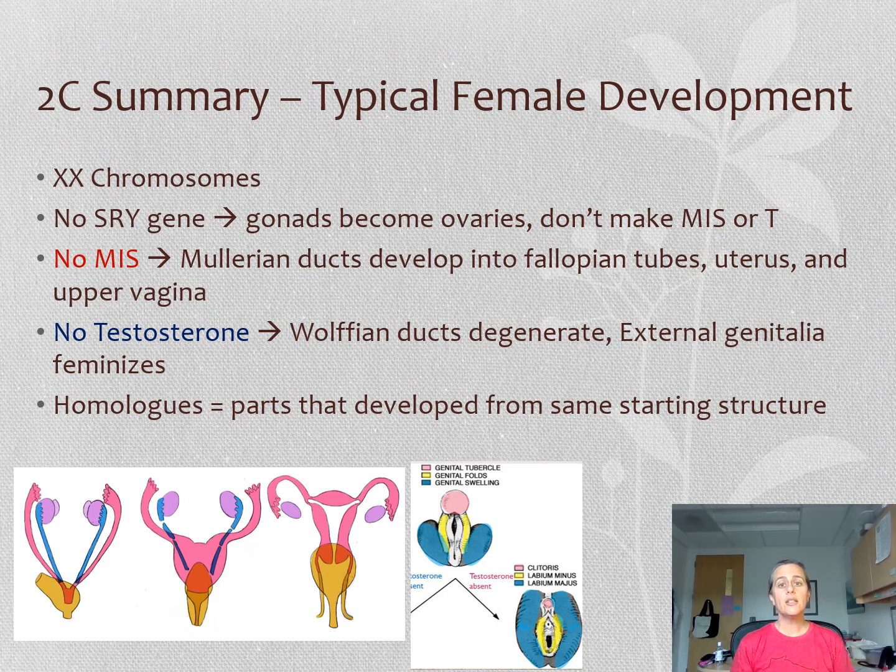All right, so in summary, typical female development is that you have XX chromosomes, therefore no Y chromosome, therefore no SRY gene. With no SRY gene, the gonads are going to wait around without a signal to do otherwise. They're going to become ovaries. They're not going to make any MIS, and they're not going to make any testosterone. So with no MIS, the Müllerian ducts are going to persist and turn into the upper vagina, uterus, and fallopian tubes. With no testosterone, the Wolffian ducts are going to go away, and the external genitalia is going to feminize and become a vulva. We also then talked about homologs, which are those parts that develop from the same starting structure, which is just kind of a cool thing to think about.